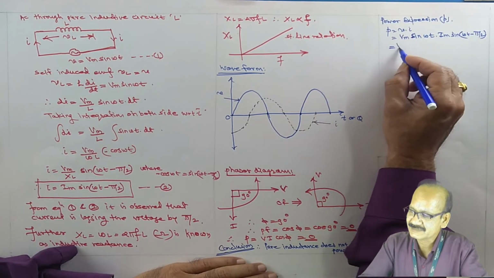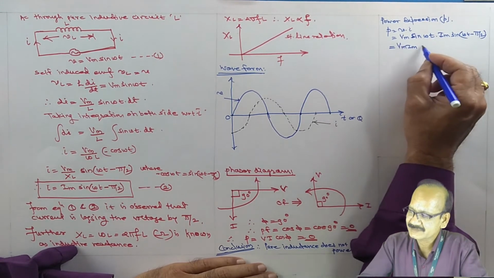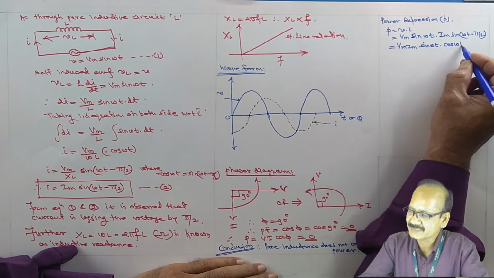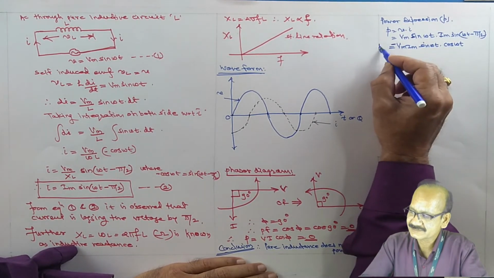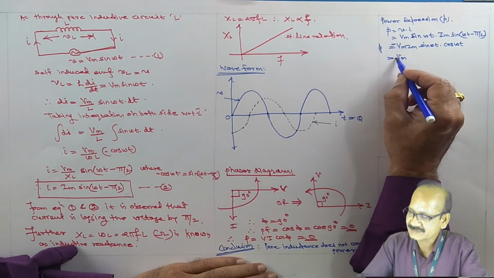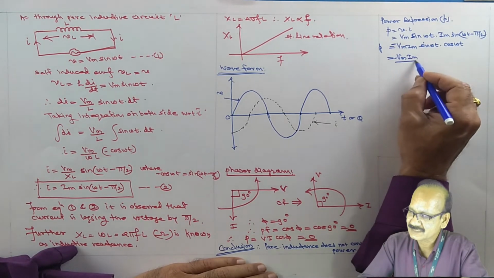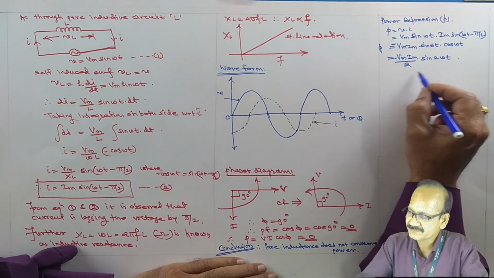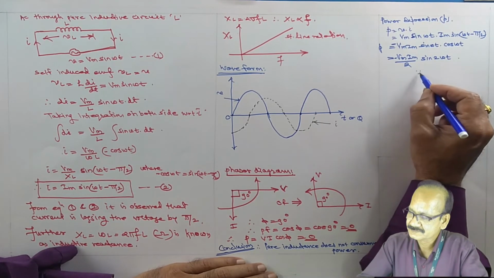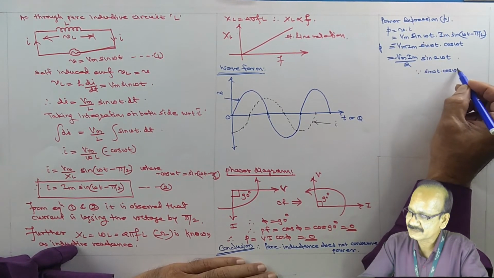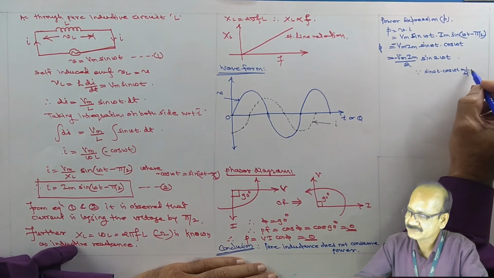Now this can be written as phi max i max sin omega t into cos omega t. Here it is a minus sign. So this can be written as minus phi max i max upon 2 sin 2 omega t, because sin omega t into cos omega t equal to half sin 2 omega t.